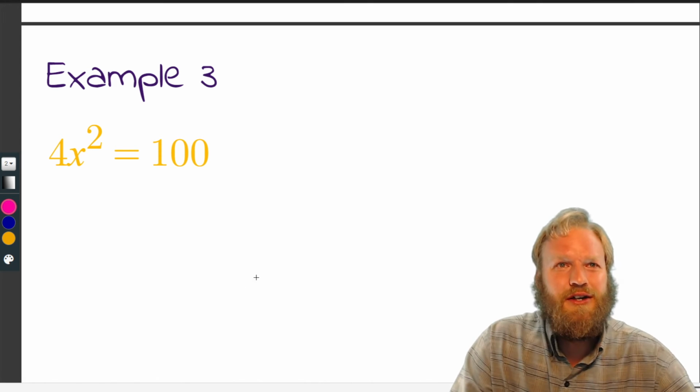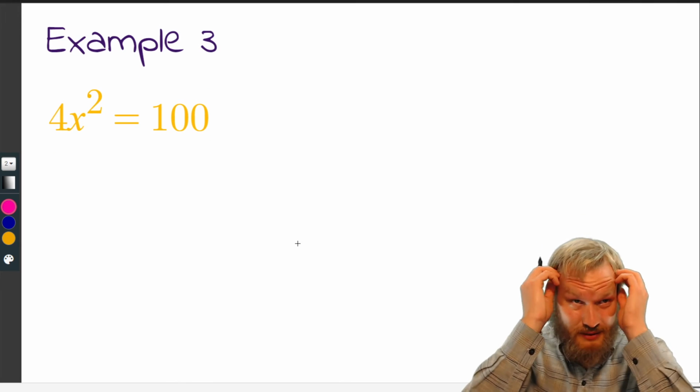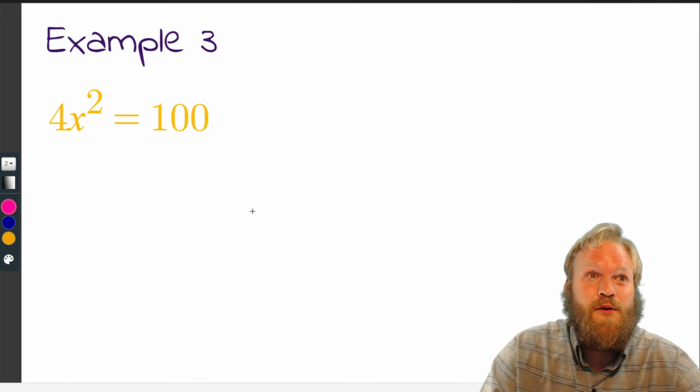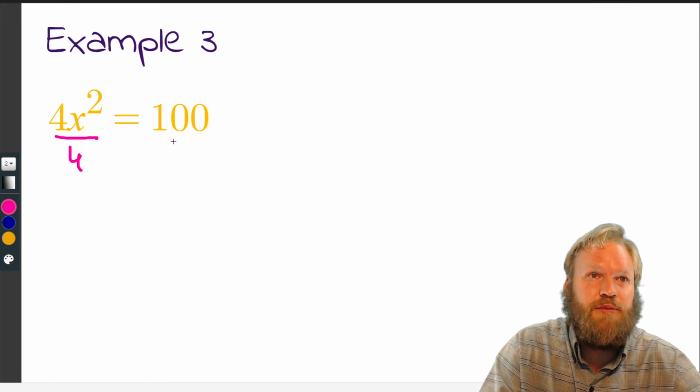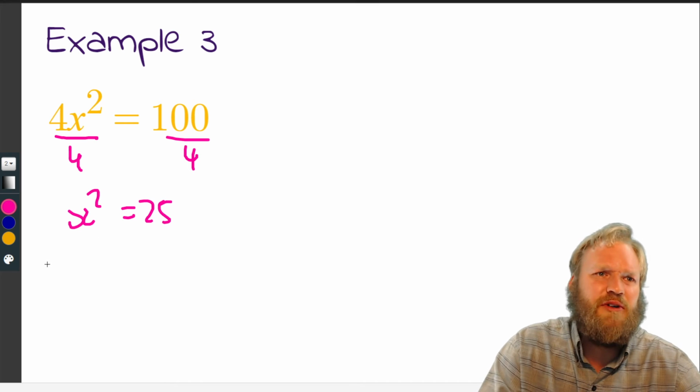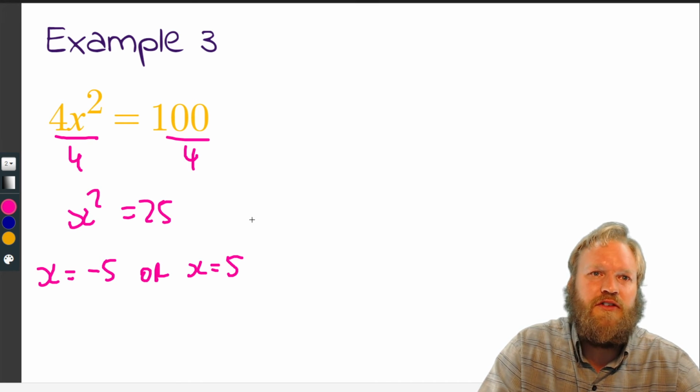Okay, so here are the 3 methods that come to mind for me. Let's start with our first one, which is, well, we've got this x². Let's make sure we've just got the squared part there. So we're going to divide by 4, x² equals 25. Now we've seen this one before, x equals -5 or x equals 5.